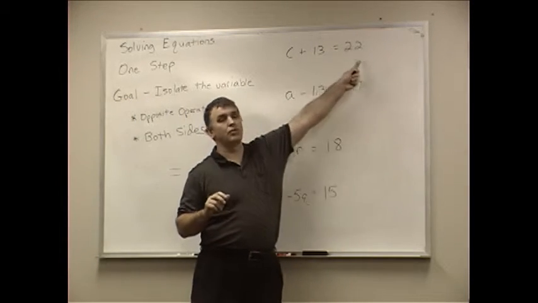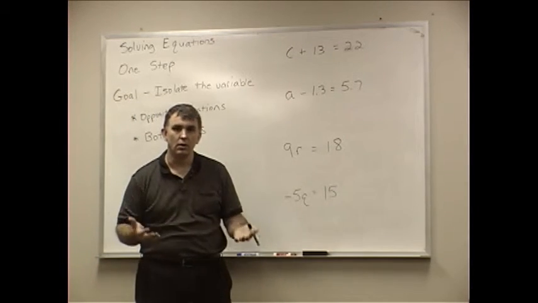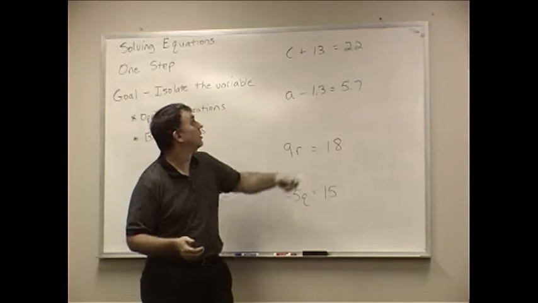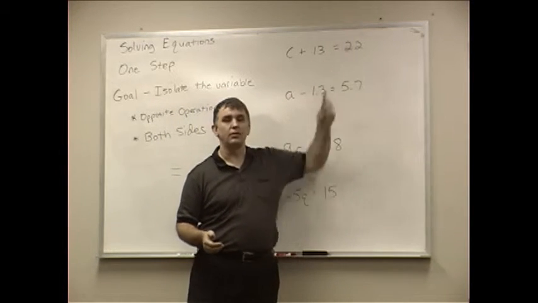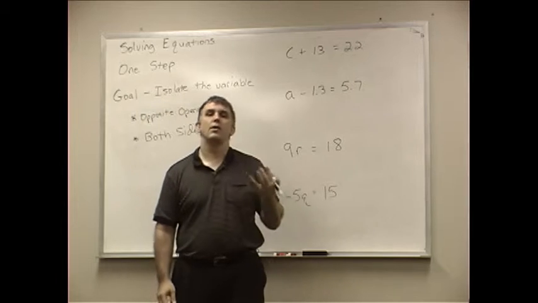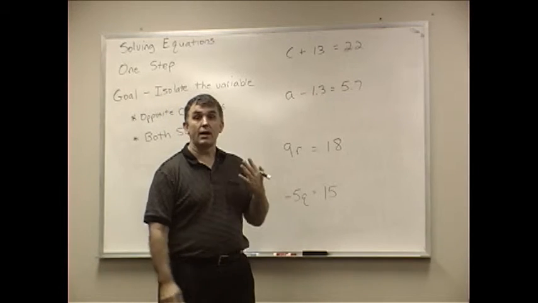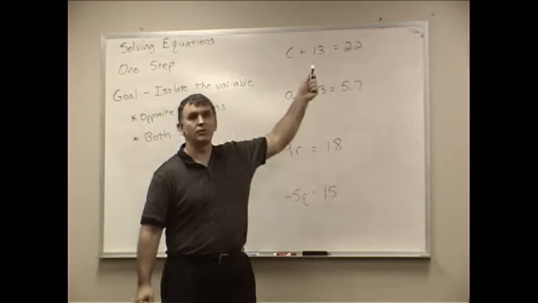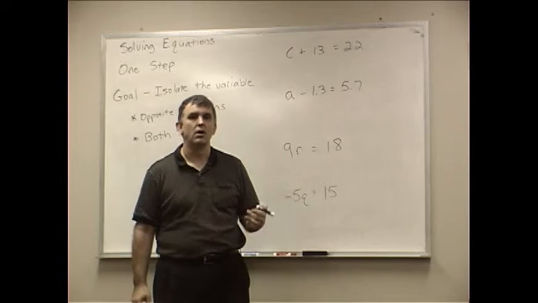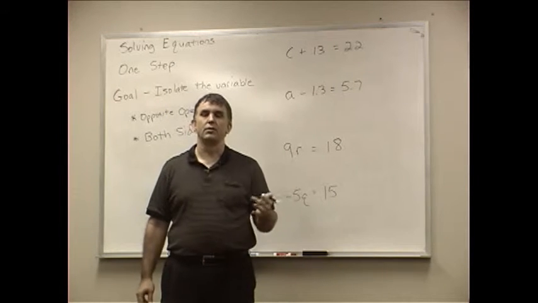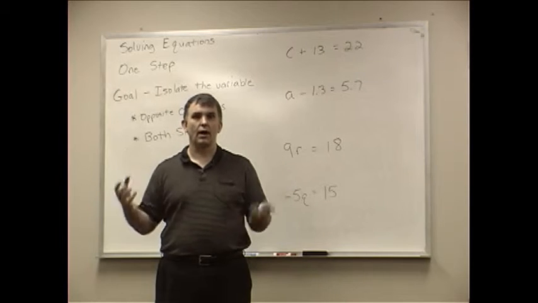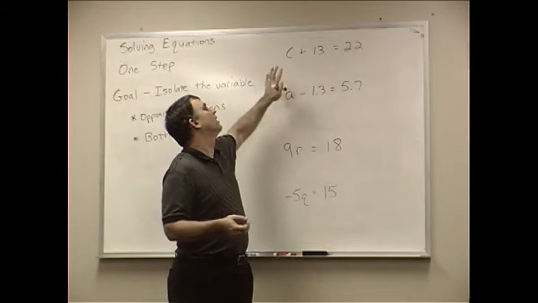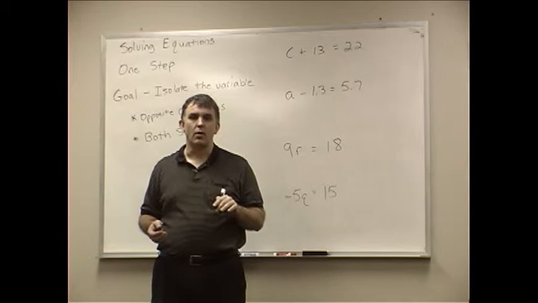I picked equations, some of them where we should be able to look at it and get the right answer. So c plus 13 is 22. I know that in your brain you could say, I think the right answer is 10. Well, let's see, 10 plus 13, no, that's not 22. 9 plus 13 is 22. Boom, you got the right answer. That's not the algebraic way to do it.